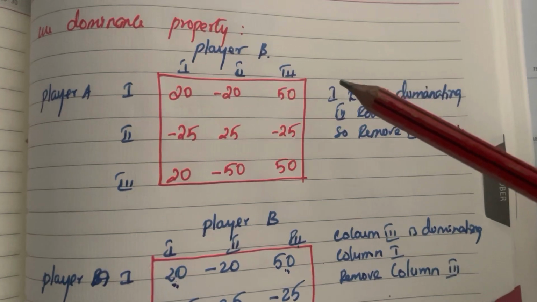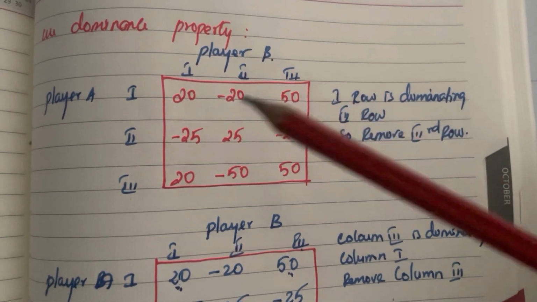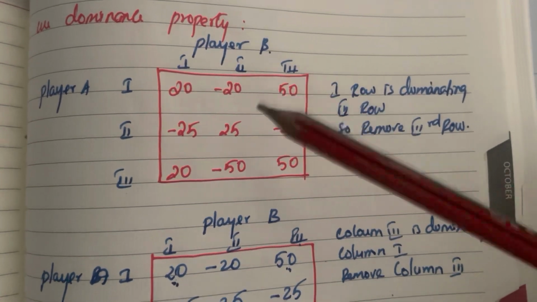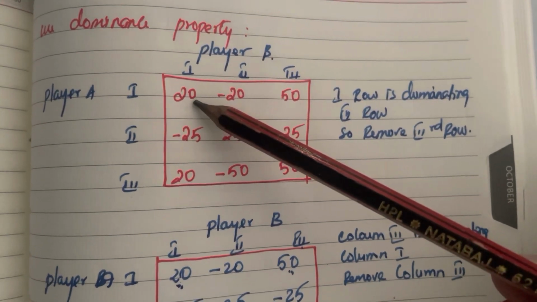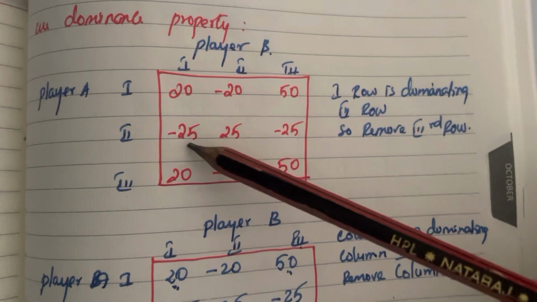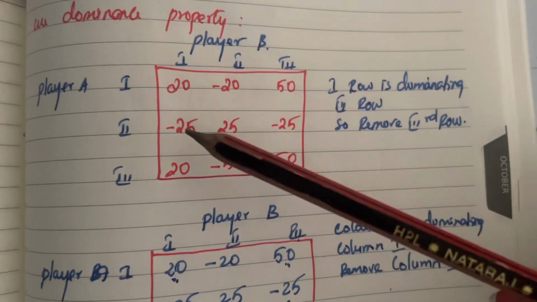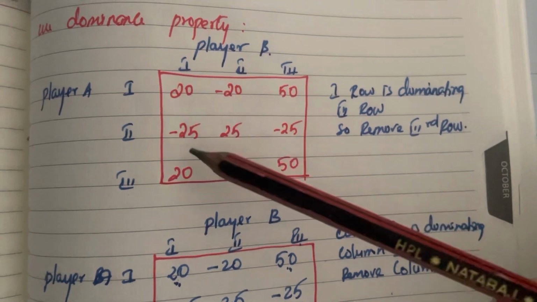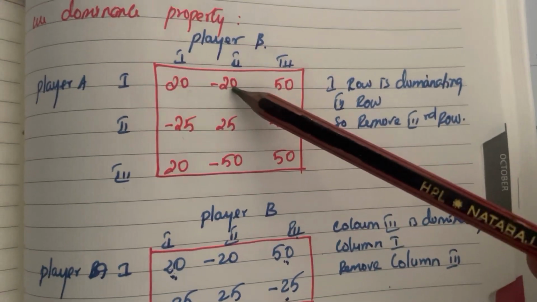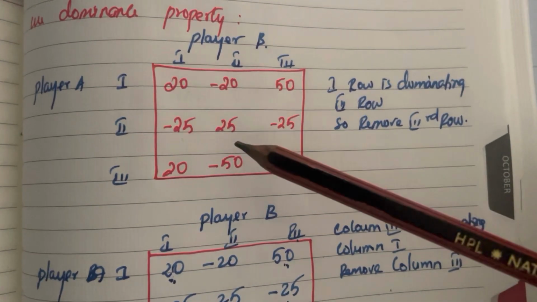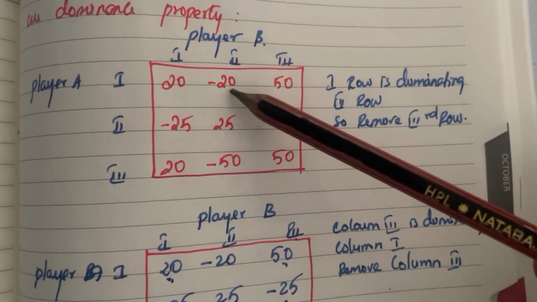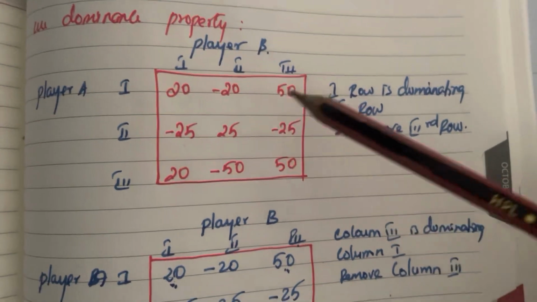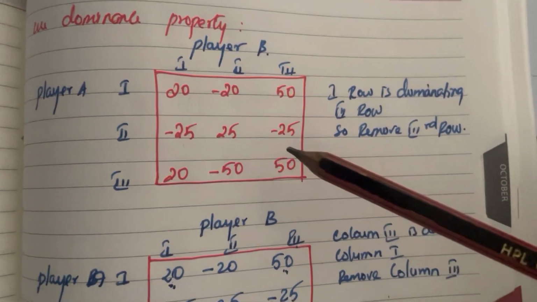So first let us do a row wise domination. So first row we will take, we have 20, minus 20 and 50. So now let us check whether the first row is dominating the second row or not. Okay, so 20 is greater than minus 25. Yes, the first row is dominating in this case. Now the next values are minus 20 and 25. Now minus 20 is less than 25, so it is not dominating. So the first row is not dominating the second row.